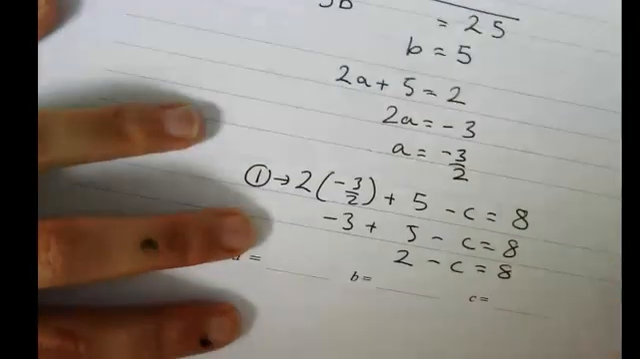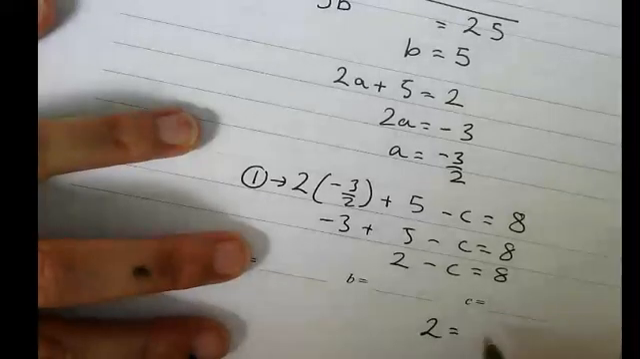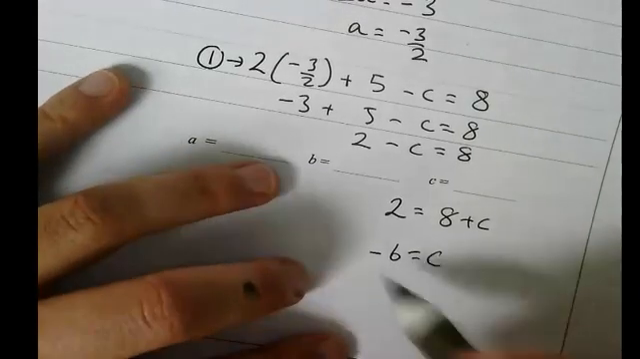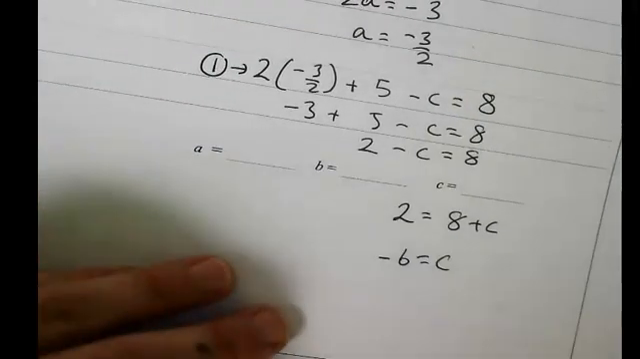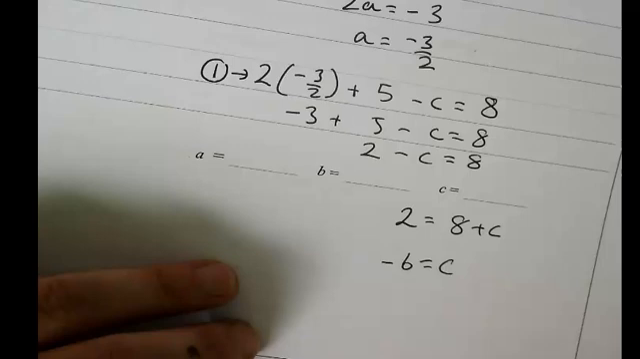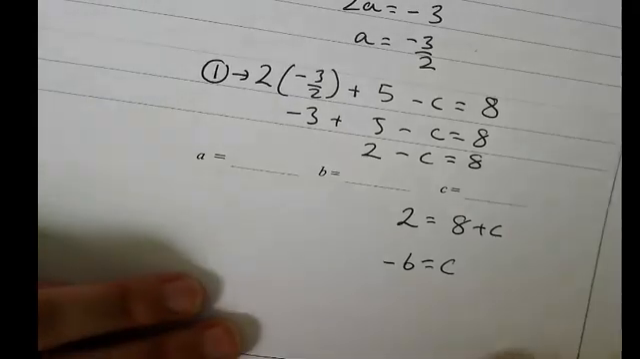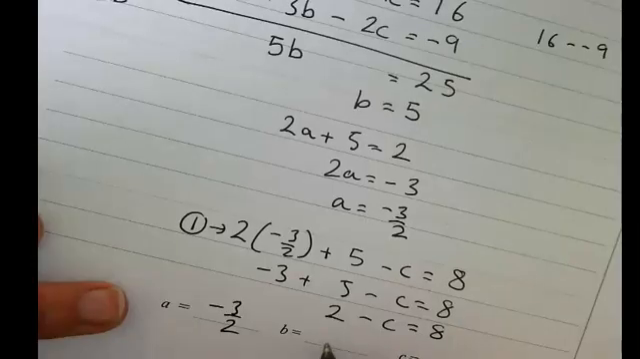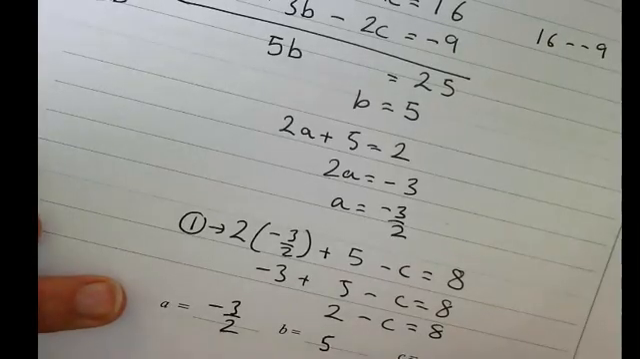I'm going to add c on both sides. So 2 is equal to 8 plus c, and subtract 8 on both sides. -6 equals c. Again, I've got a nice integer for c. So I'm feeling confident that I haven't made any careless slips. Yes, that is looking good. So a is -3 over 2, b is 5, and c is -6.